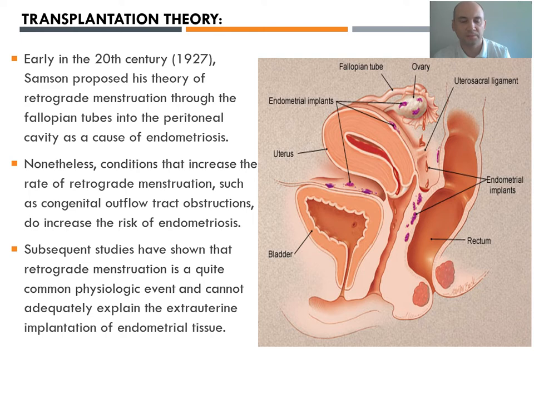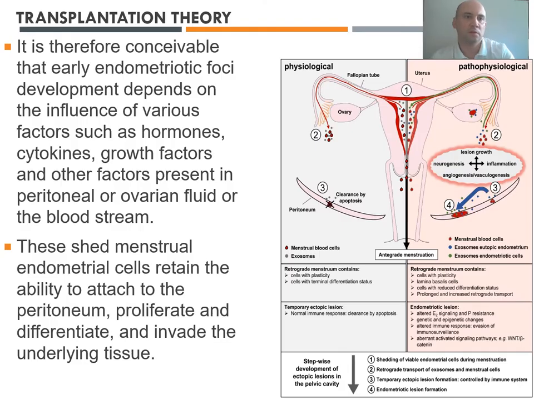Nonetheless, conditions that increase the rate of retrograde menstruation, such as congenital outflow tract obstructions, do increase the risk of endometriosis. Subsequent studies have shown that retrograde menstruation is a quite common physiological event and cannot adequately explain the extrauterine implantation of endometrial tissue. It is therefore conceivable that early endometriotic foci development depends on the influence of various factors such as hormones, cytokines, growth factors, and other factors present in peritoneal or ovarian fluid or the bloodstream.